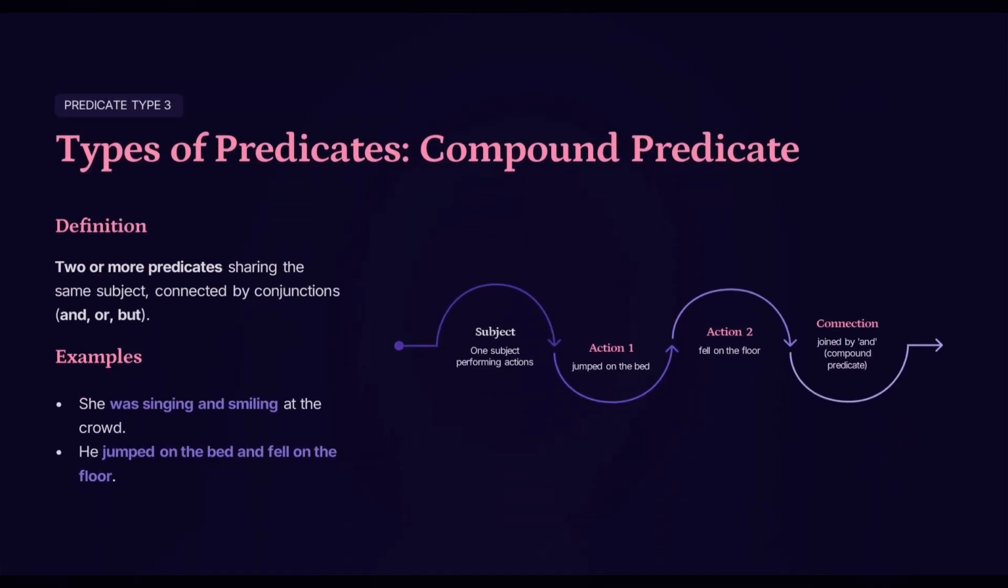Predicate type 3. Types of predicates. Compound predicate. Definition: two or more predicates sharing the same subject, connected by conjunctions like and or but. Sample: she was singing and smiling at the crowd. He jumped on the bed and fell on the floor. Subject: one subject performing actions. Action 1: jumped on the bed. Action 2: fell on the floor. Connection: joined by and. That's a compound predicate.